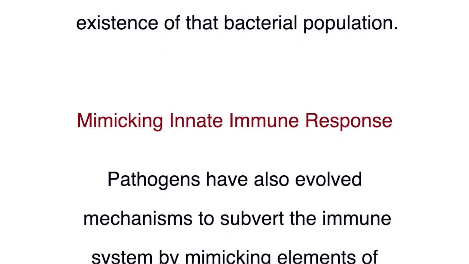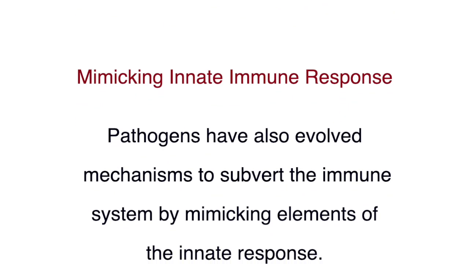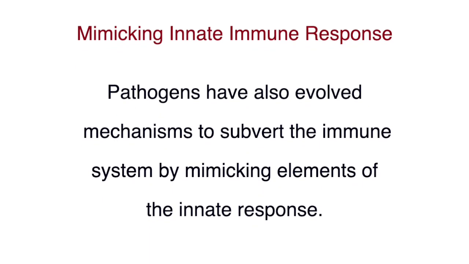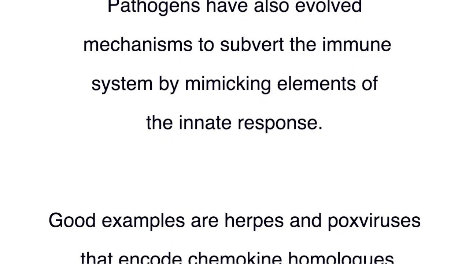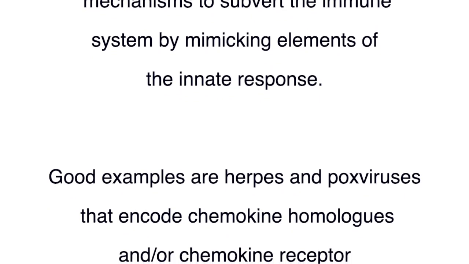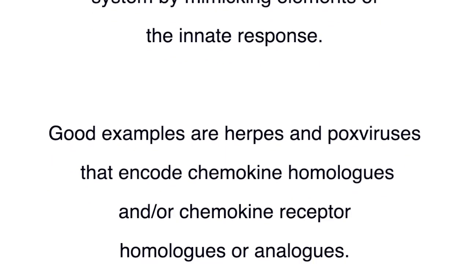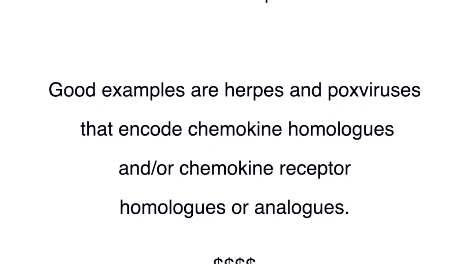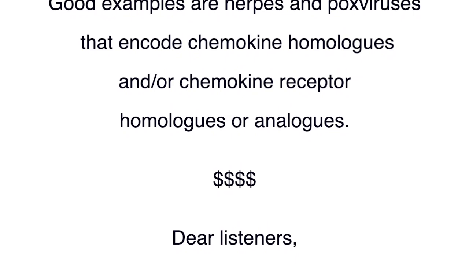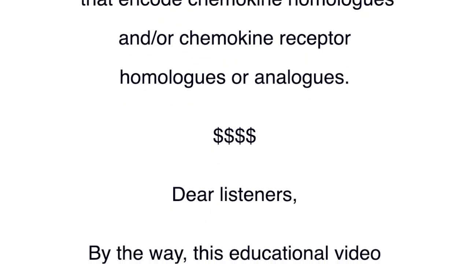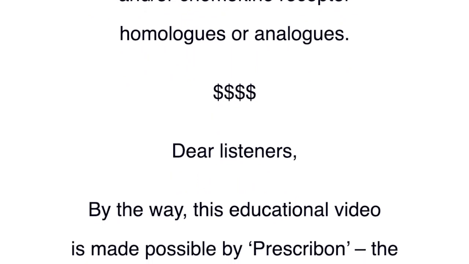Mimicking innate immune response. Pathogens have evolved mechanisms to subvert the immune system by mimicking elements of the innate response. Good examples are herpes and pox viruses that encode chemokine homologs and or chemokine receptor homologs or analogs.